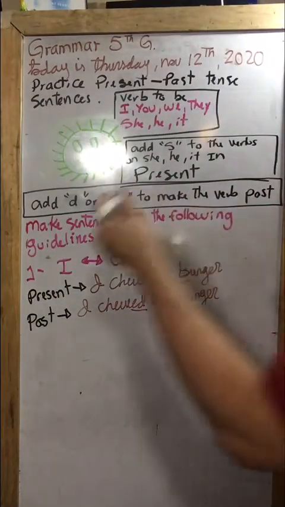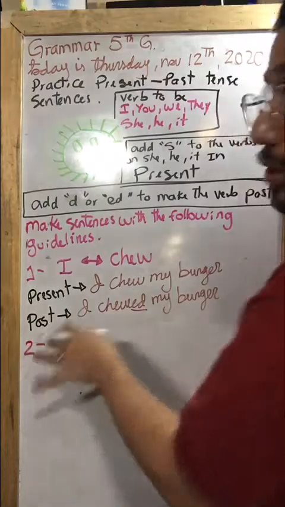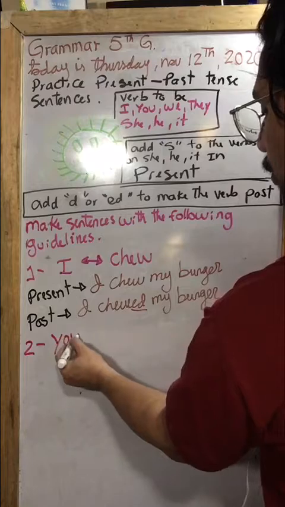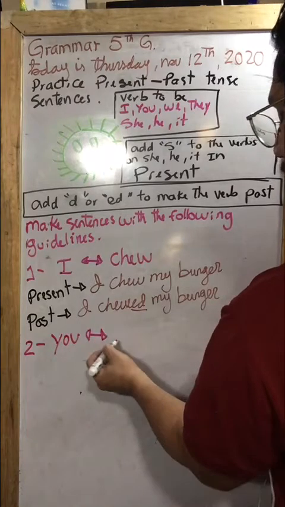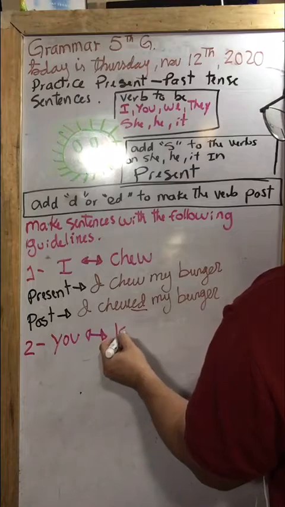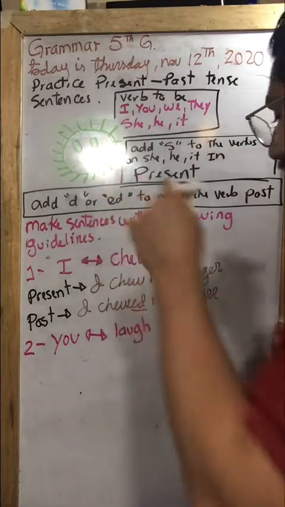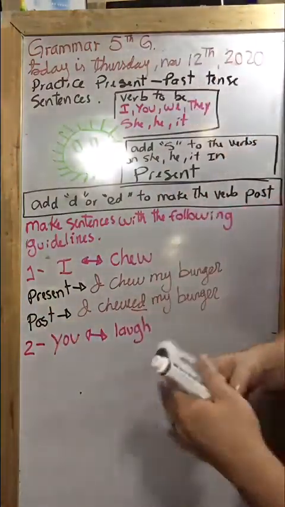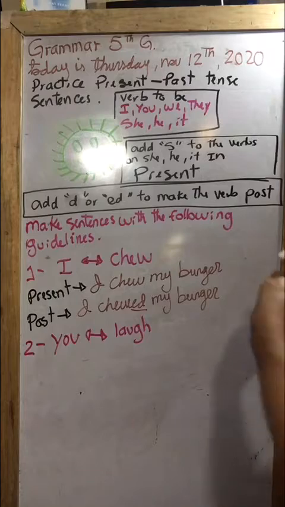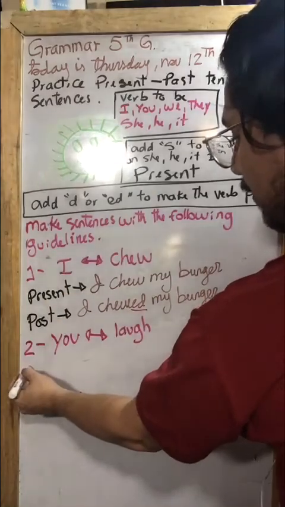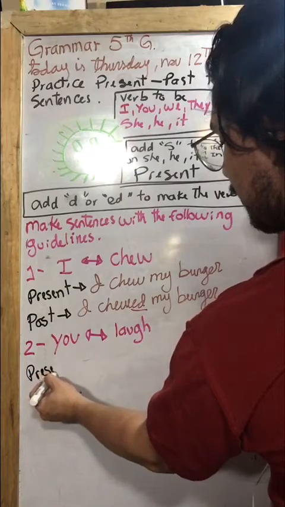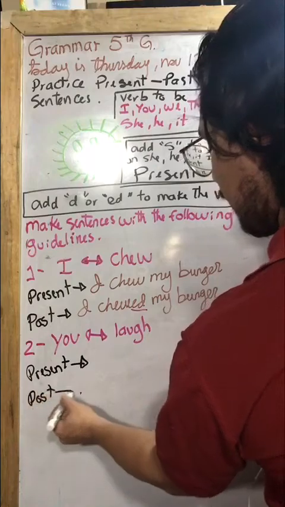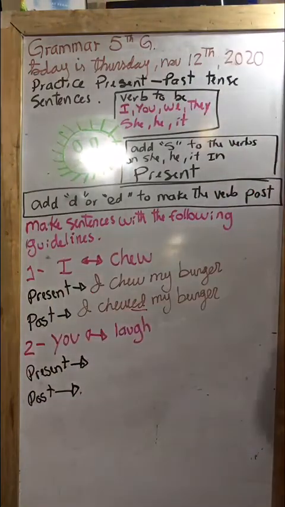Let's make another example. Number 2. Remember, you should be copying because I'm going to erase. Number 2: you, for laugh. Laugh is the action of having a lot of fun. That would be laugh. So what can I write? Remember, I'm writing 2, so for present and past, okay?